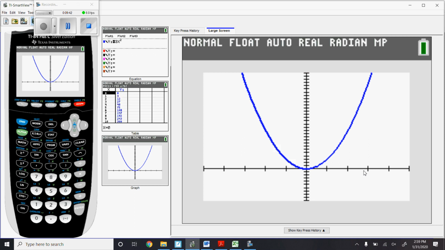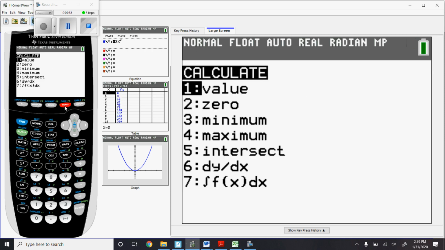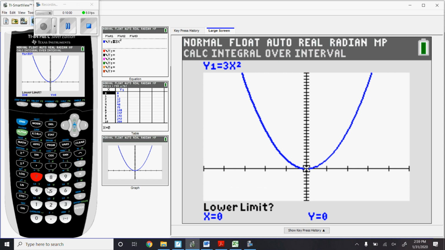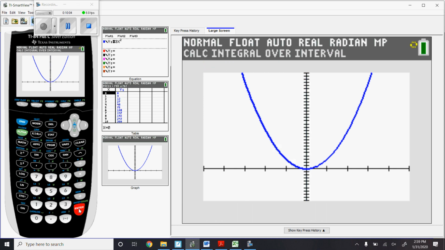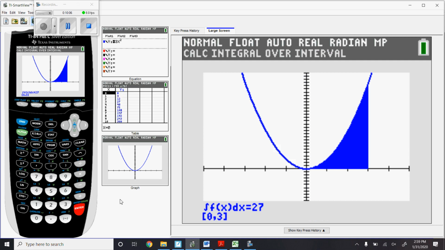Okay, so this is what my graph looks like. And again, I'm finding the area between 0 and 3. So this area right here. And again, I can do that through the graph. I think I've showed you this before, but just as a reminder, we can hit second trace. And number 7 down here is our integral. So I want to integrate from 0 to 3. And notice it gives you the answer right here of 27. So that's a way you can check to make sure your work is correct.